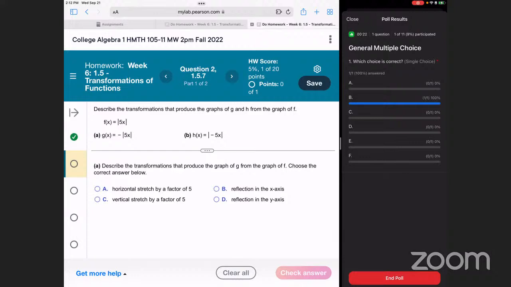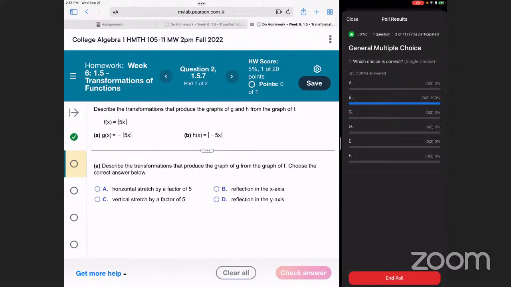We're multiplying the outside by a negative. So remember, outside manipulations typically cause a vertical change and they follow our intuition, right? So when we multiply the outside by a negative, it's like our y values are going from positive y to negative y. So which one of these choices might encapsulate the idea of y going from positive y to negative y, right? Does that mean that we're doing a horizontal stretch by a factor of 5? Does that mean that we're reflecting over the x-axis? Does that mean that we have a vertical stretch by a factor of 5? Or does that mean that we're reflecting in the y-axis, right?